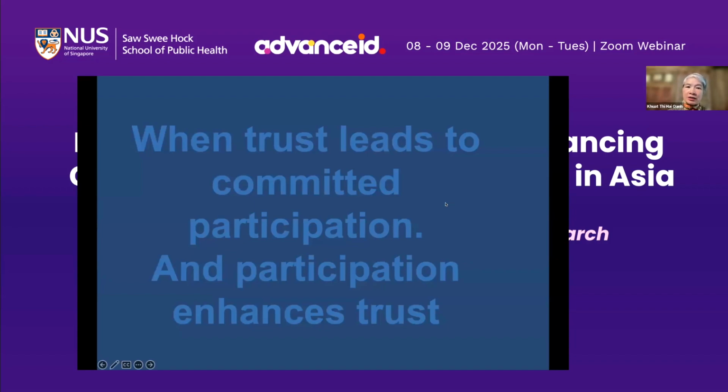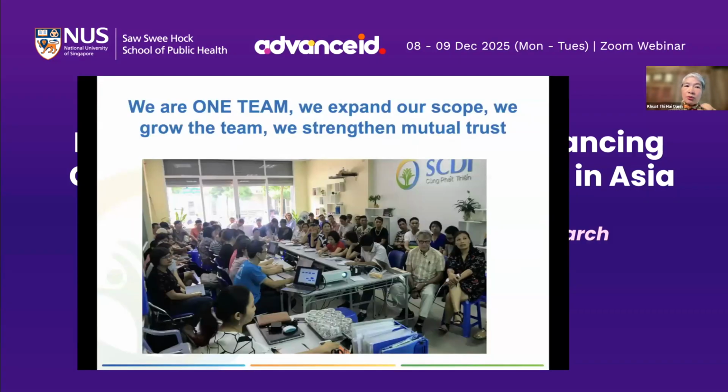So when trust leads to committed participation, then participation enhances trust, and we can do more. We can do a lot more than the initial research idea. We become one team. You can see how big our team is now. We started first with 4 co-PIs, and I am one of the 4. And then we grew the research.